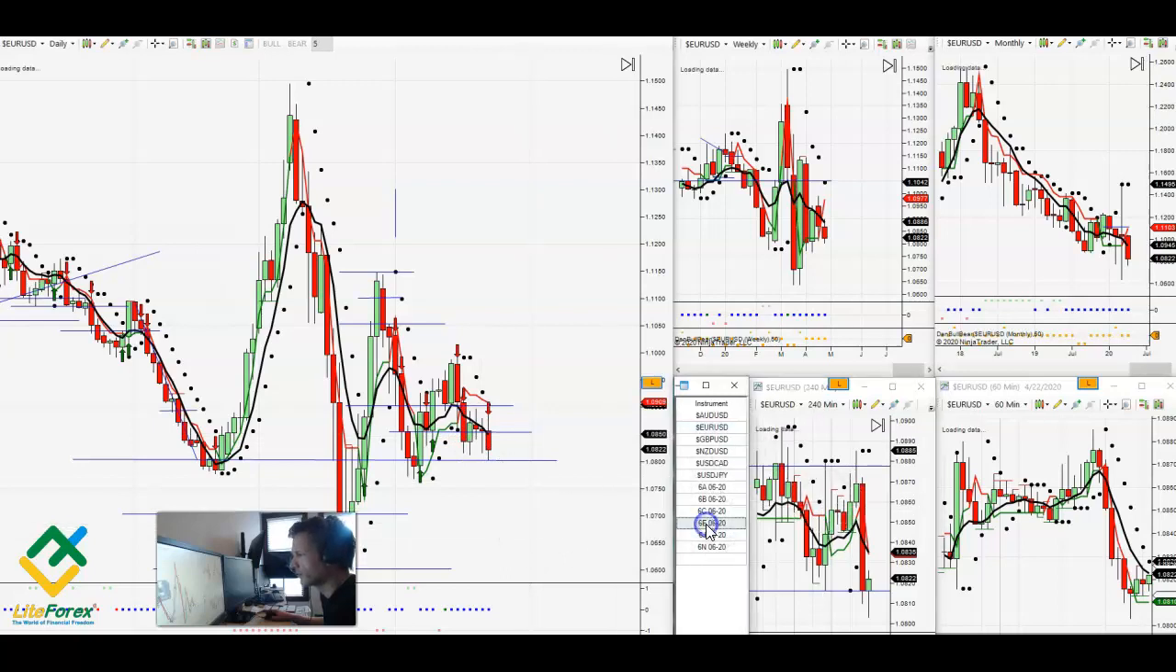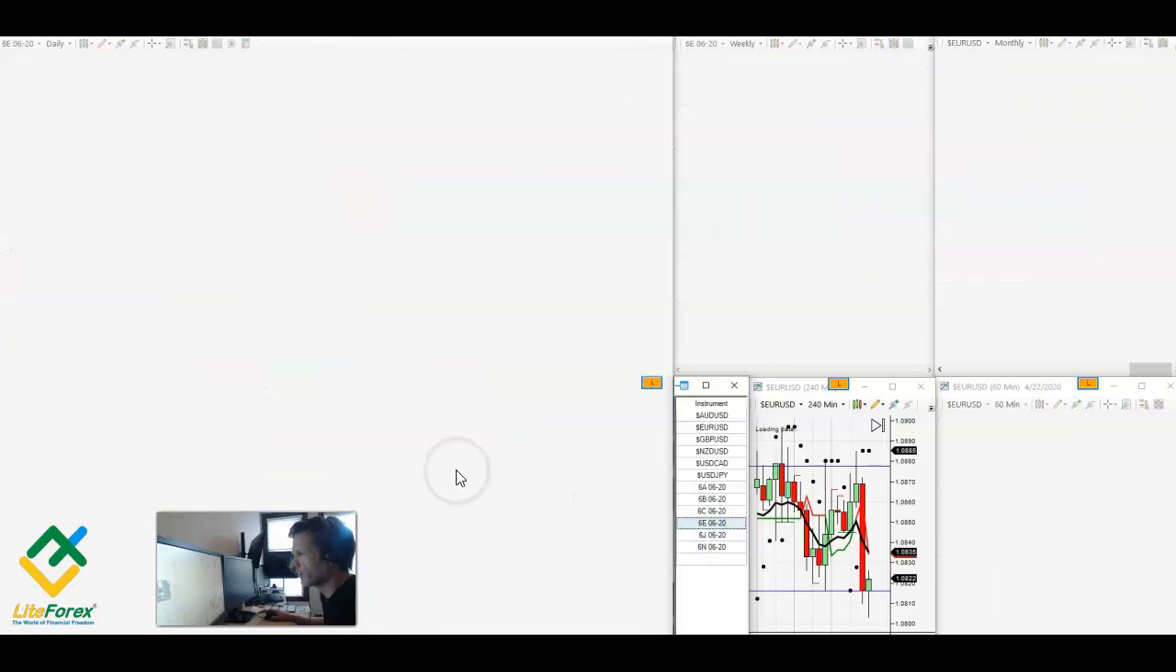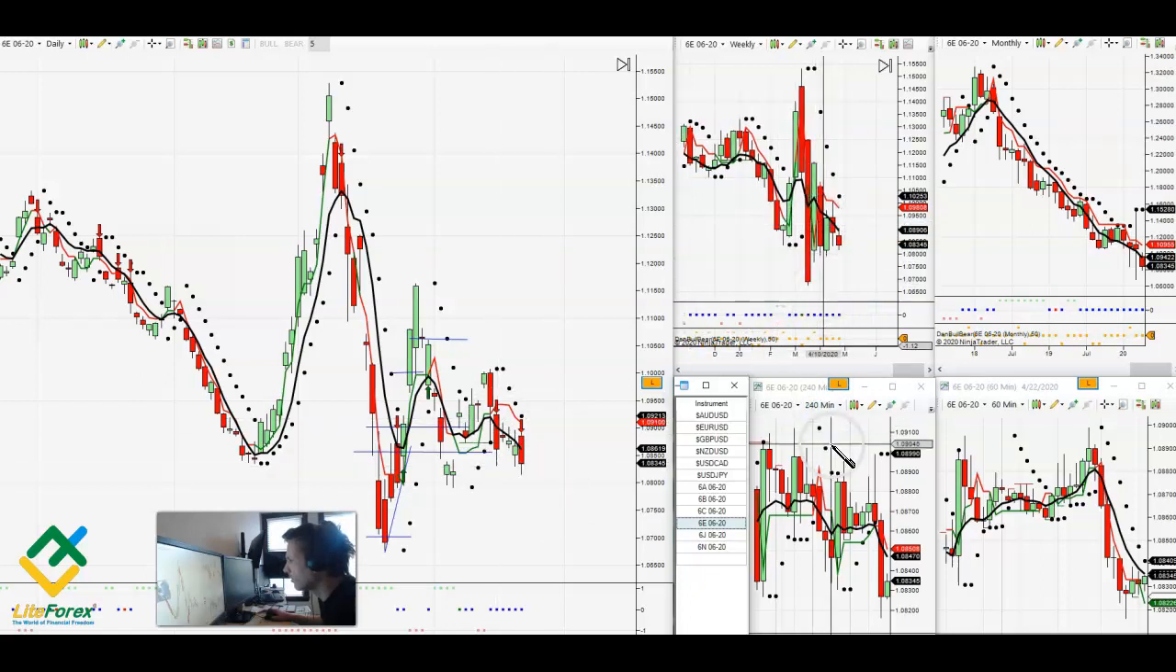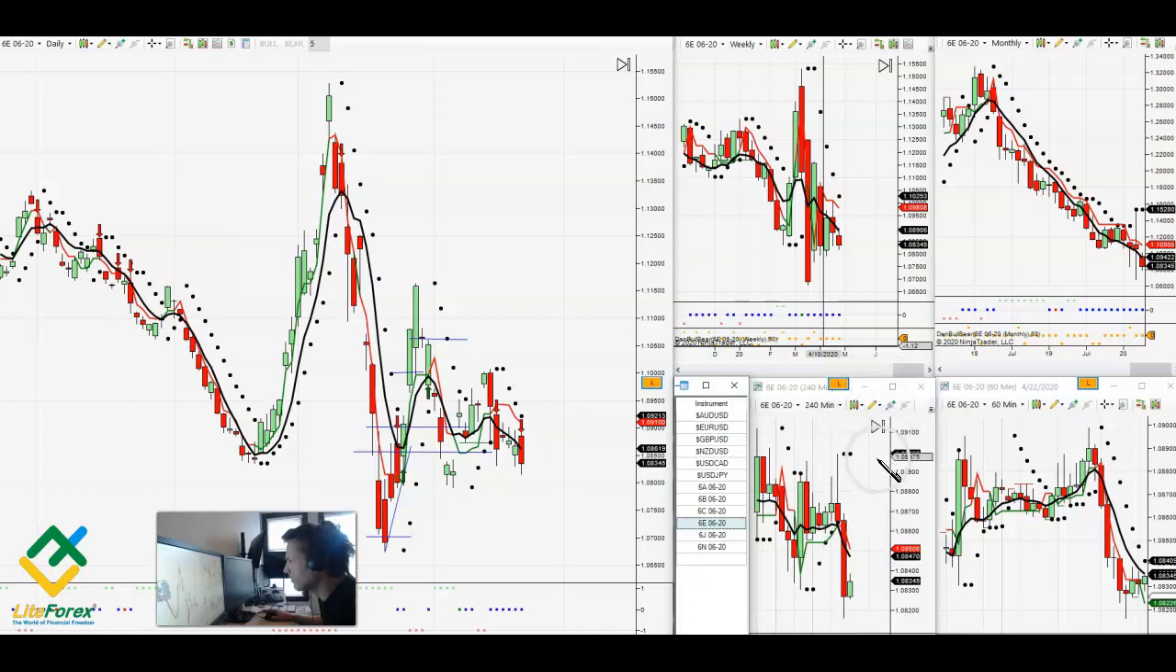But let's take a look at the Euro futures contract. Okay, Euro futures, it's definitely looking more bearish. We're putting in lower highs. Weekly's looking bearish. So look for the euro to go lower.